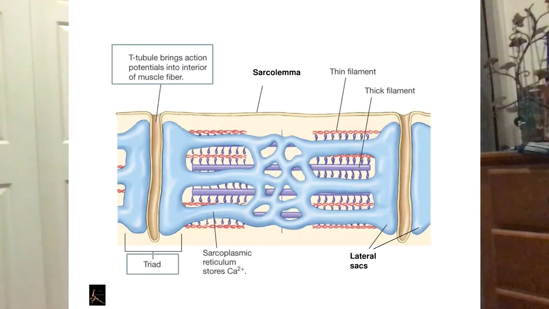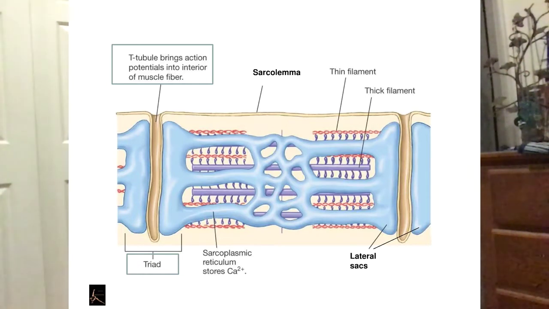The SR, or the sarcoplasmic reticulum, stores calcium. So we're going to see that the action potential stimulates the release of the calcium from the SR. And it's going to flow over those red and purple structures that you see there. Those are the thin and thick filaments, and I'm going to explain what those are in a minute.